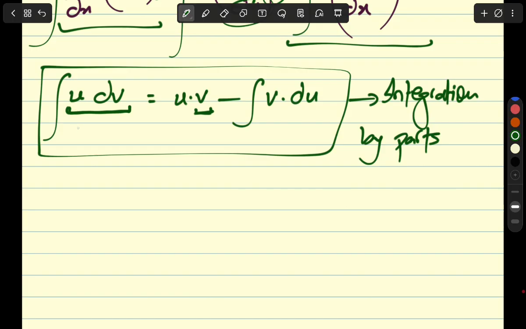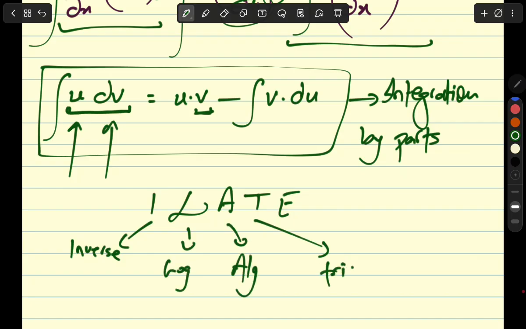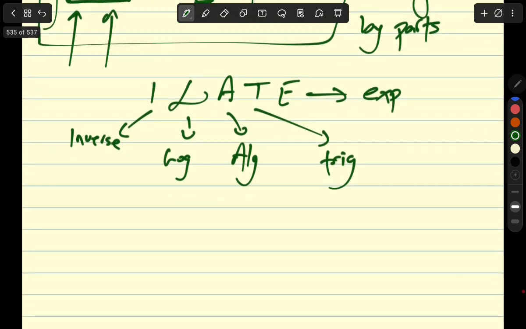So how do we choose u and how do we choose dv? There's no point knowing the formula, so here we introduce LIATE. This is for inverse, this is for logarithm, this is for algebra, this is for trigonometry, and this is for exponential, right? Now, let me put it here. So whichever comes first in this, you choose that to be u.